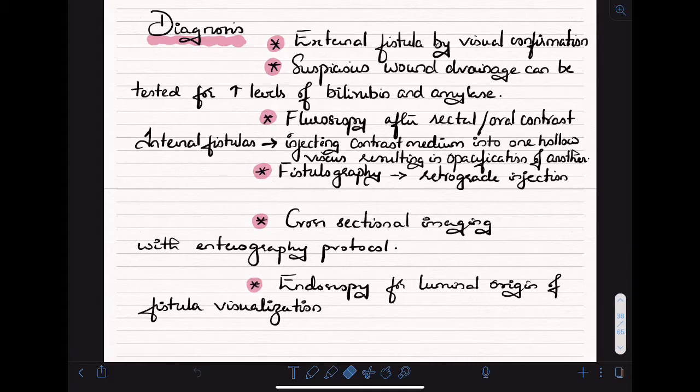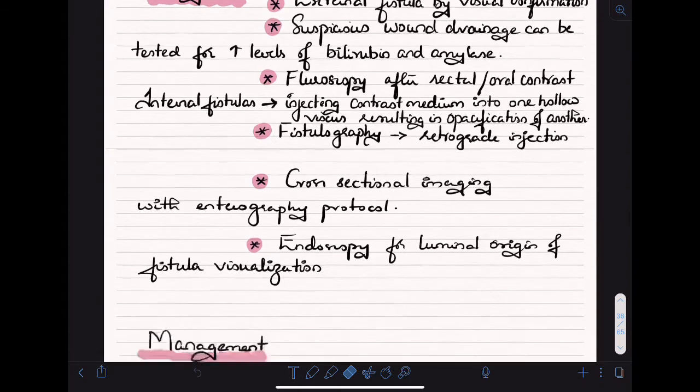Coming to the diagnosis of gastrointestinal fistula, an external fistula can be diagnosed by visual confirmation. Suspicious wound drainage can be tested for increased levels of bilirubin and amylase. Fluoroscopy after rectal or oral contrast. For internal fistulas, injecting contrast media into one of the hollow viscera, resulting in opacification of the other viscus. Fistulography, where a retrograde injection method is used, or cross-sectional imaging with the enterography protocol. Endoscopy for visualization of the luminal origin of the fistula can also be used.